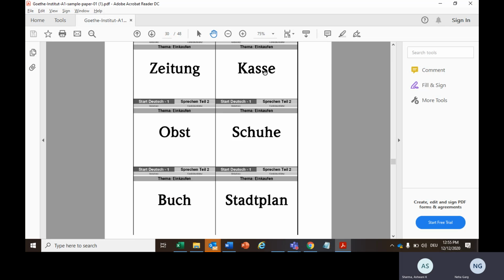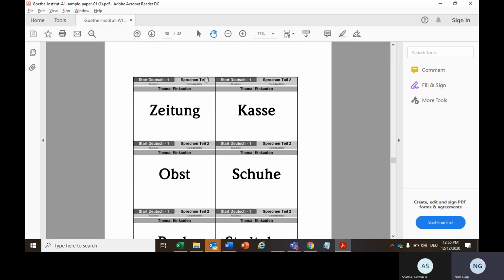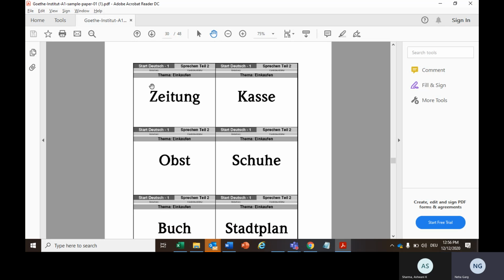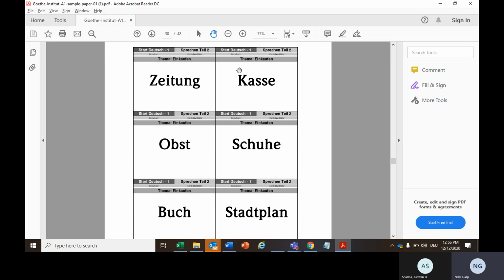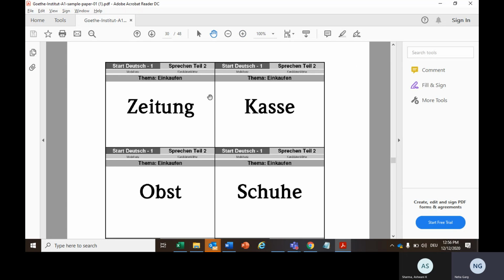Now, a few more sentences like this. The next sentence styles. The second card will be for another group, but since we have it, let's practice. Now the theme is Einkaufen, and then we have these six words. Let's make simple sentences, keeping the theme the same. Einkaufen.